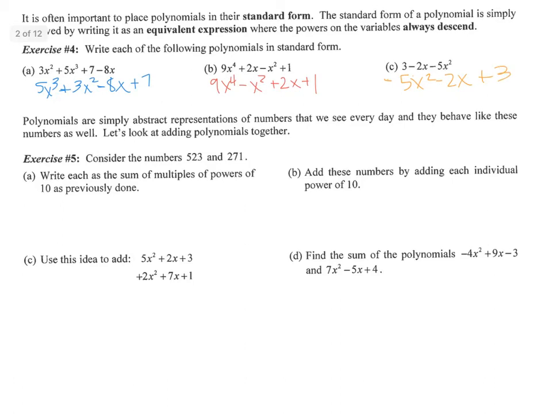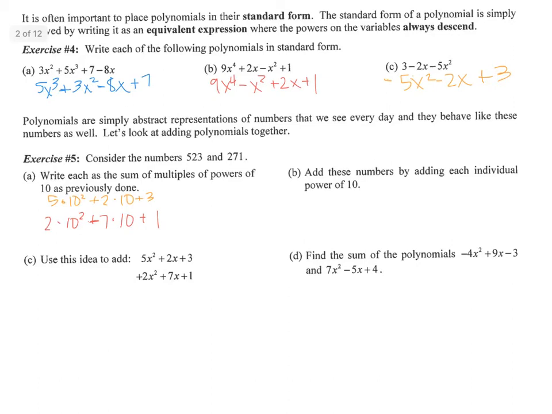Polynomials are simply abstract representations of numbers that we see every day. So look at number 5. Consider the numbers 523 and 271. So we're going to do like we did in the beginning. We're going to take 523 and it's going to become 5 times 10 squared plus 2 times 10 plus 3. And 271 is going to be 2 times 10 squared plus 7 times 10 plus 1. Add these powers by adding each individual power of 10.